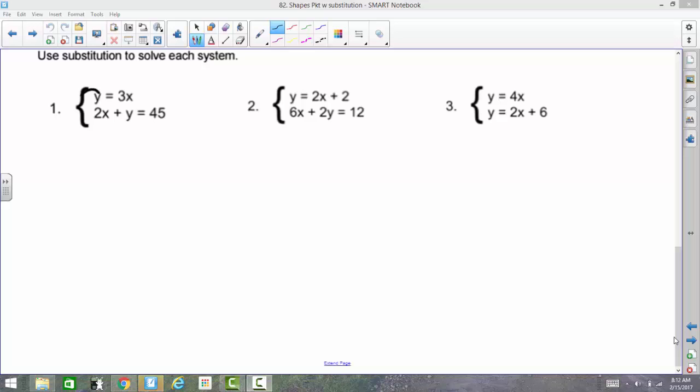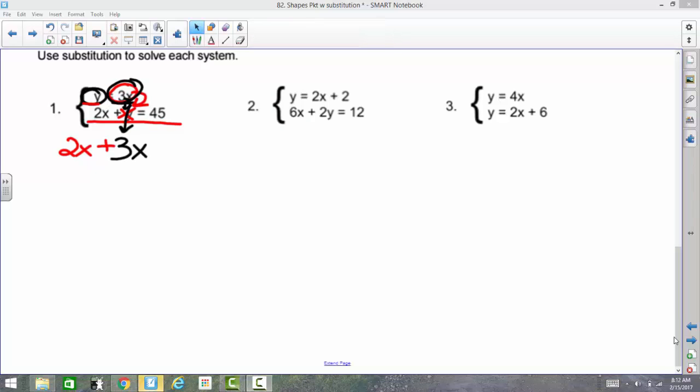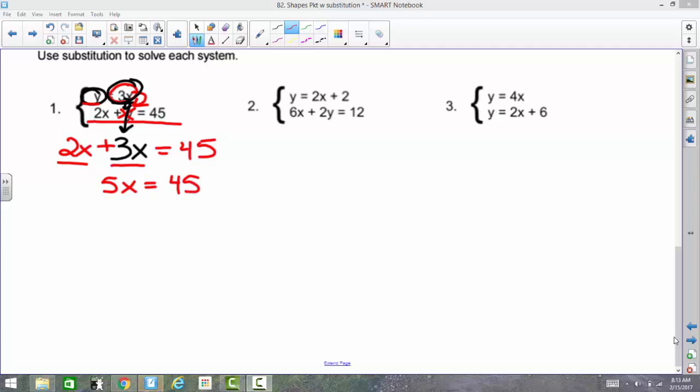In number 1, you have something that is already solved for y. So you're going to plug that in for y so that you can get one equation with one letter so that you can solve. We're now going to rewrite this equation where this y is not here, but the 3x is in place of it because it is equal to y. So 2x plus, instead of y, this is your substitute, 3x equals 45. So the two letters are on the same side of the equation. 2x plus 3x is 5x. You're just putting them together. And then to isolate the x, you're going to divide both sides by 5.